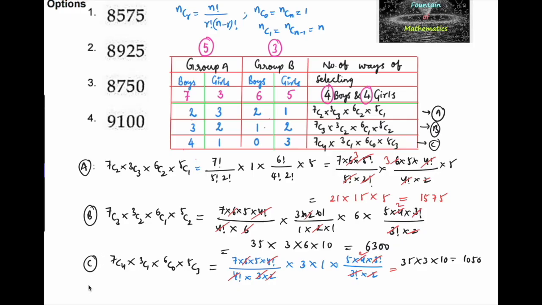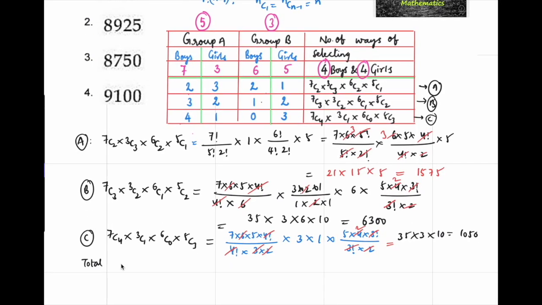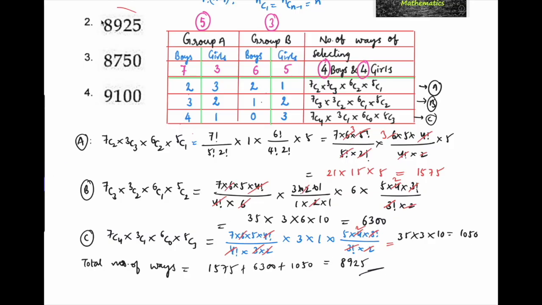So from all the cases, the total number of ways is equal to 1575 plus 6300 plus 1050. So we'll be getting 8925. So 8925 is our option B.